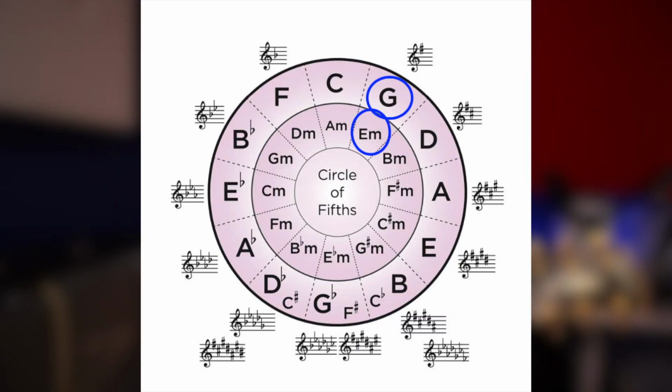Now, how do you know the relationship? It's all based on the relatives. Here's a circle of fifths on the screen. C6 and A minor 7 are the same, so let's look at G major. So E minor 7, G major, and G major 6 share the same notes.